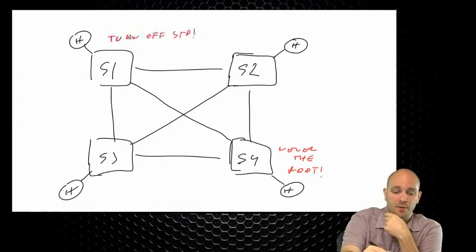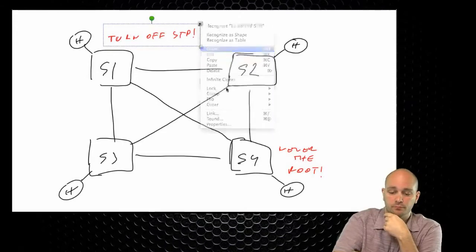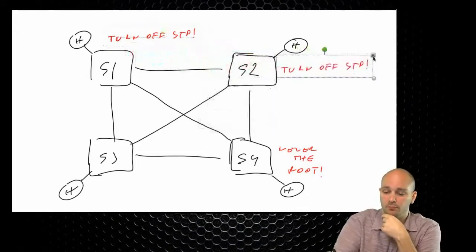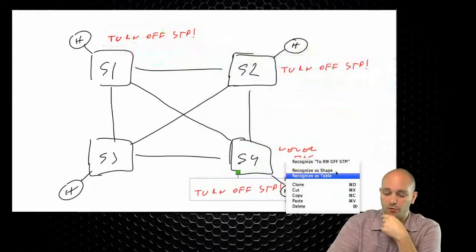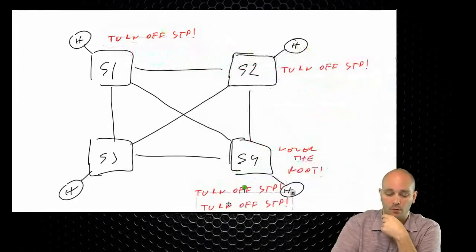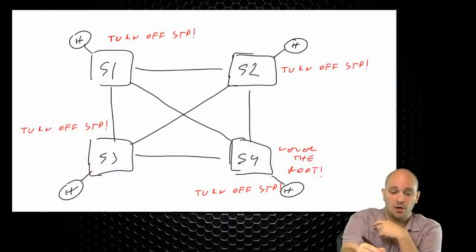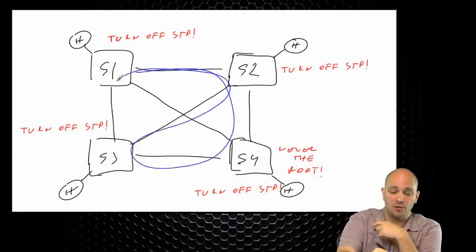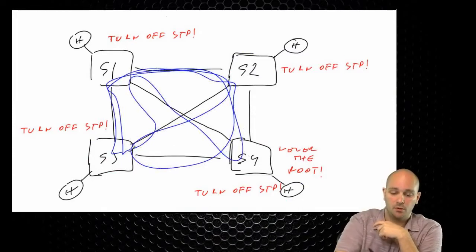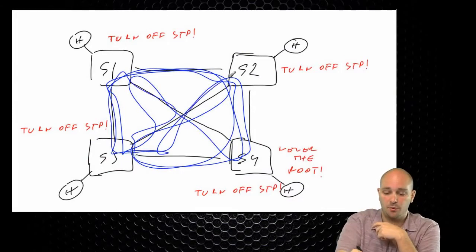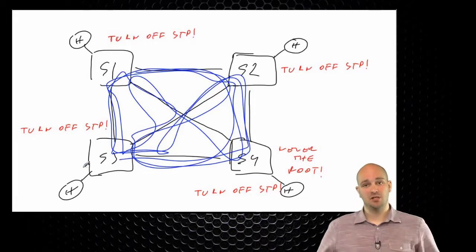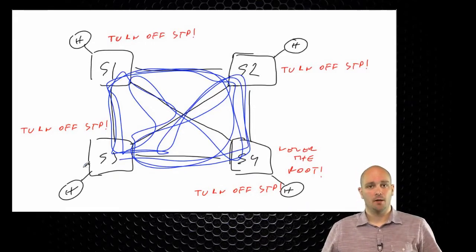So we're going to turn off spanning tree here, going to turn it off here, going to turn it off here, and we're going to turn it off here as well. Now, the problem with that is, of course, that we are going to end up with a horrendous loop in our network that is probably going to crash these switches very fast. So none of the solutions for this task are correct.